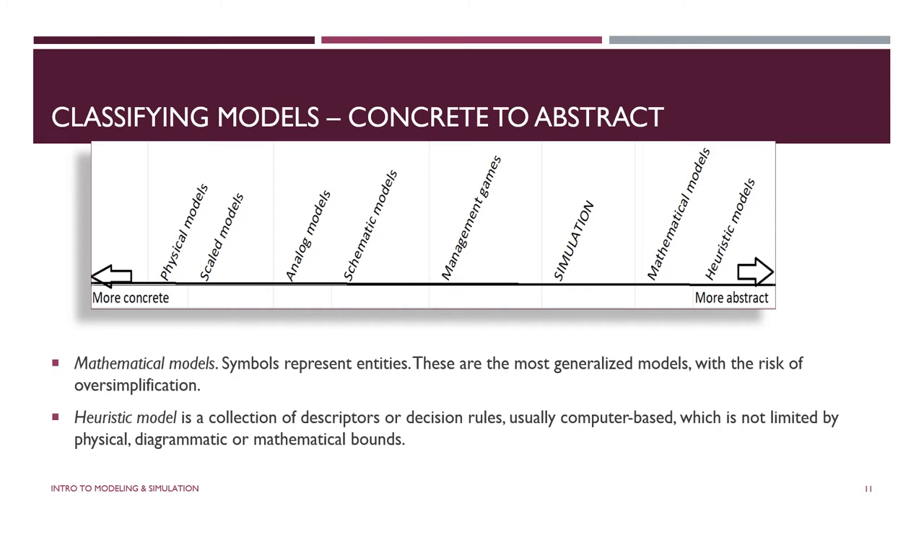Heuristic model is really just a bunch of decision rules, what you might call rules of thumb. If this happens, do that. And it's much more abstract than the mathematical, diagrammatic, schematic, all of the others.